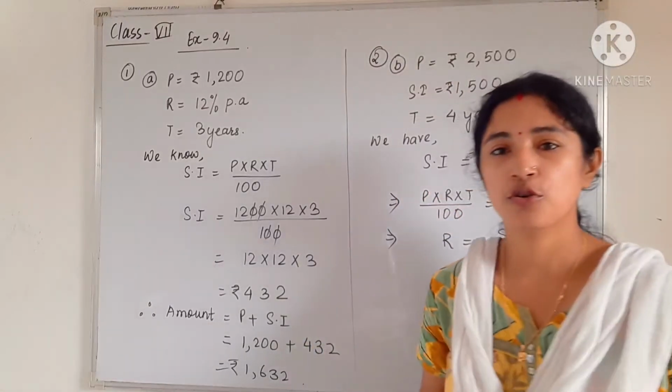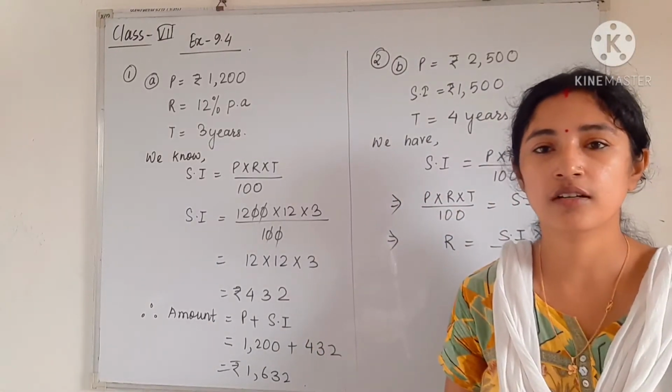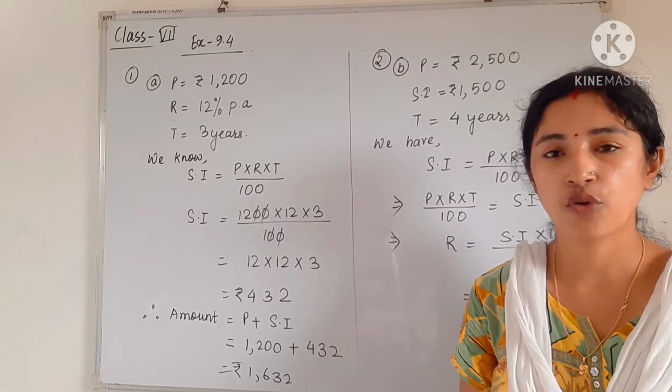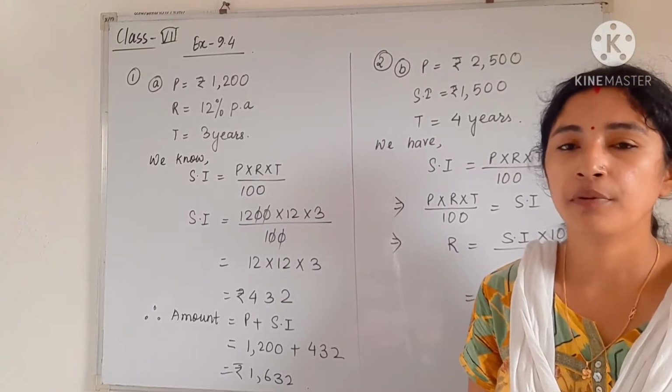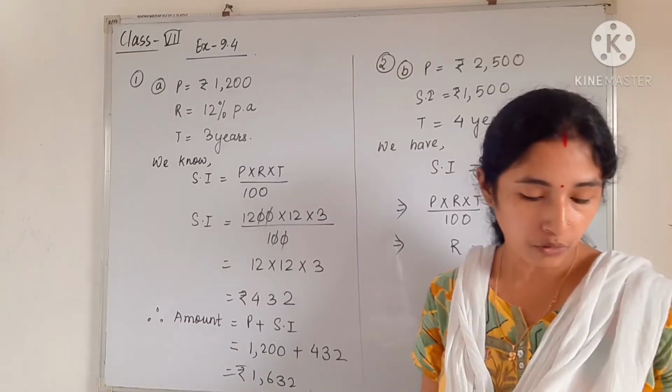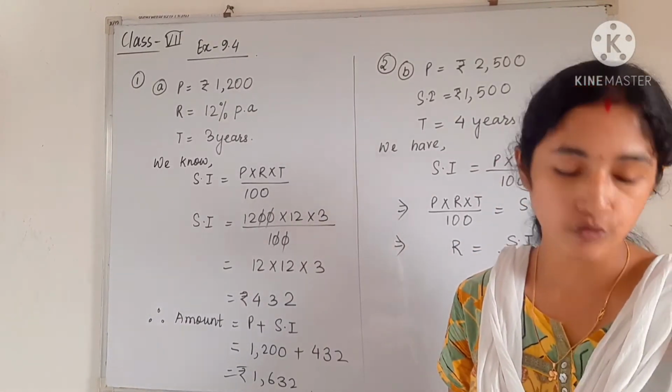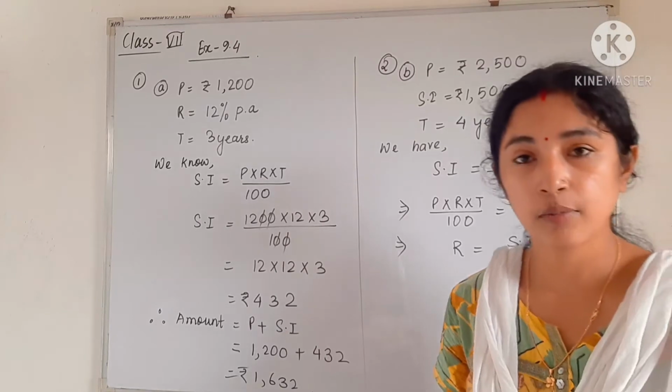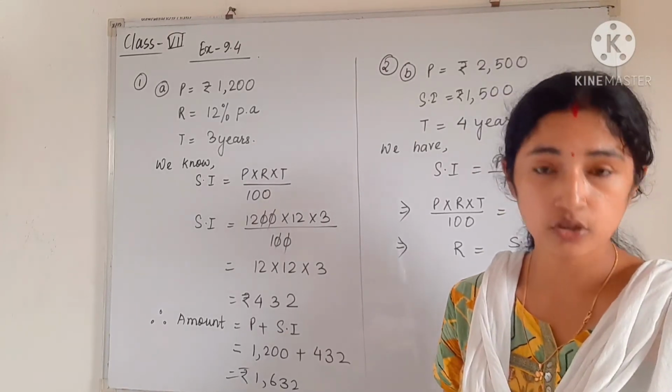Students of class 7, in the last lecture I discussed the simple interest formula and principal, rate of interest, time and the amount. In this lecture I am going to start the next exercise, 9.4. Here you can see the table in questions 1, 2 and 3.